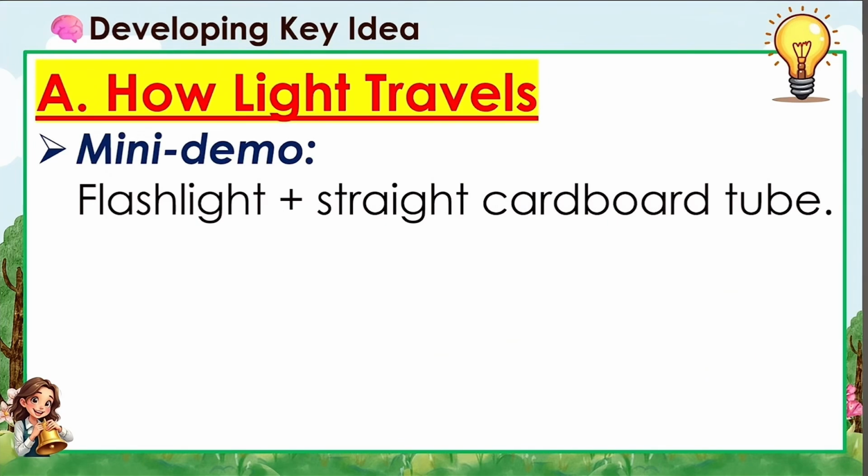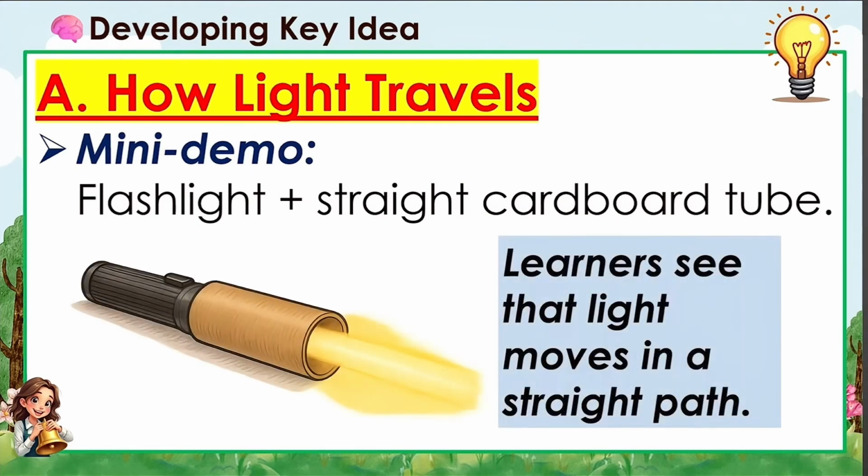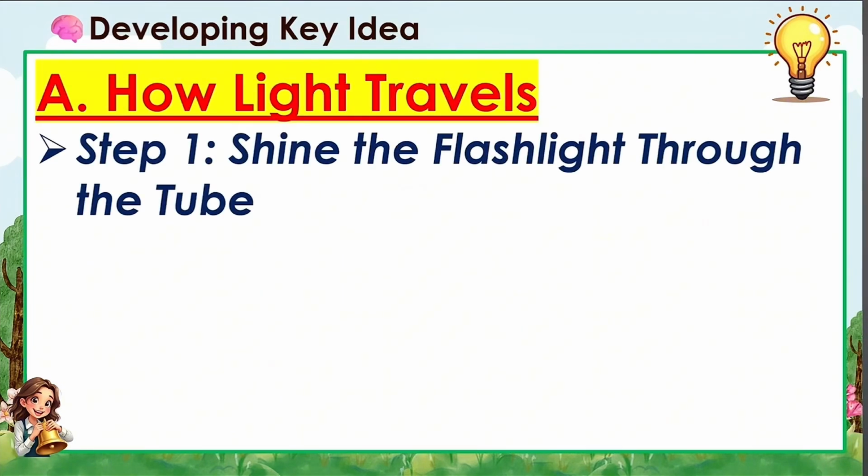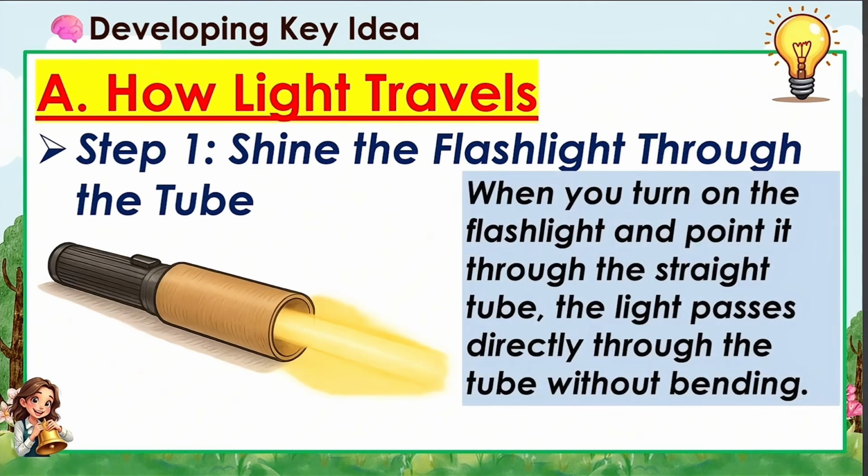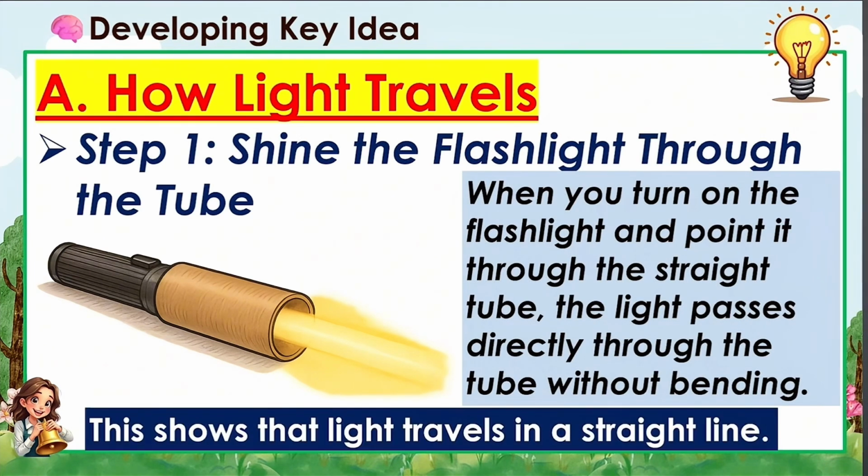We have here a mini demo. We have a flashlight and a straight cardboard tube. So here learners will see that light moves in a straight path. Okay, are you ready? So step 1, shine the flashlight through the tube. When you turn on the flashlight and point it through the straight tube, the light passes directly through the tube without bending. So this shows that light travels in a straight line.